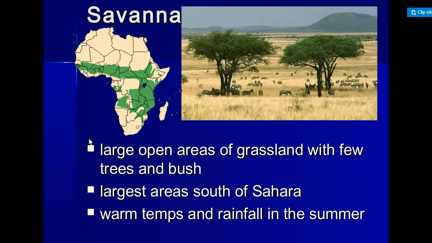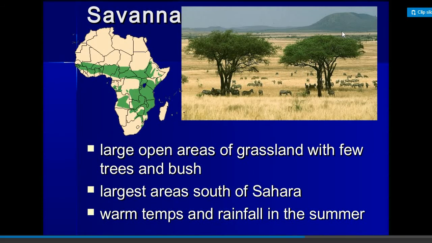This is something that we're all familiar with in South Africa because this is what our area looks like, and this is the region that we're in, and our climate gives us this type of region. So it says that there's large open areas of grassland with few trees and bush. So you can see there's lots of grass and animals grazing and very few trees. It says the largest areas of South Africa are savanna.